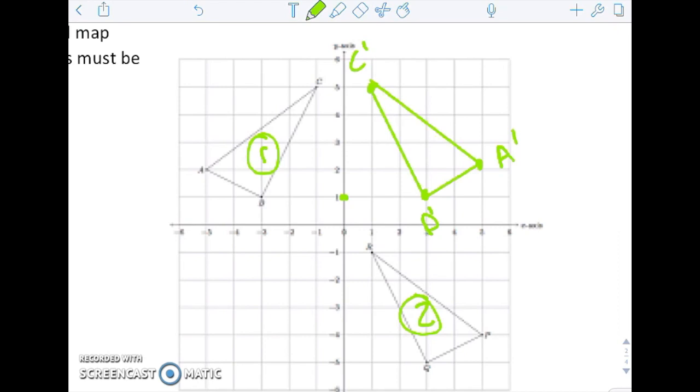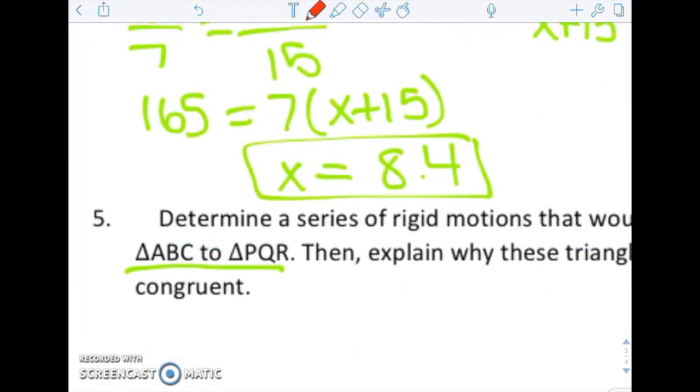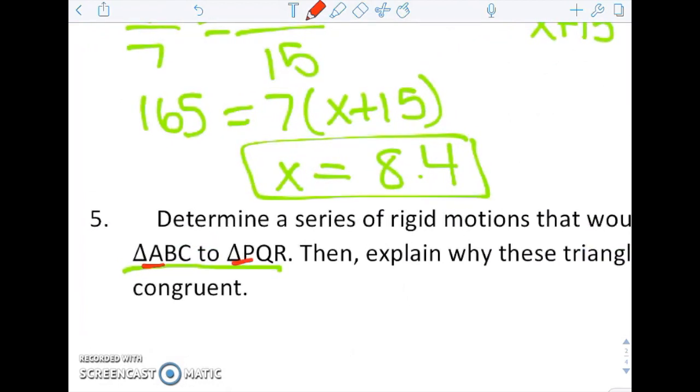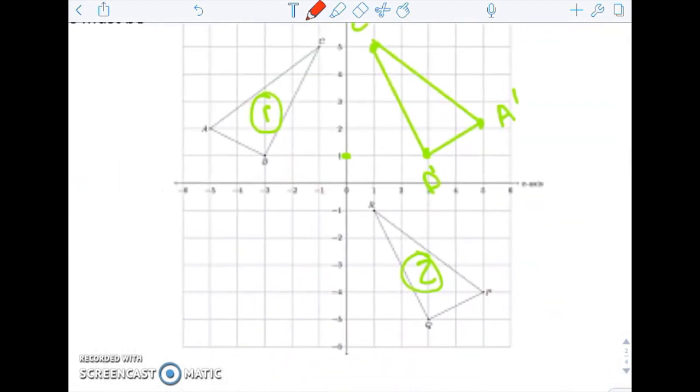Okay. So now let's look at what happens. Based on this, I want A to map to P, B to map to Q, and C to map to R. So let's see if that happens. A could map to P by just moving down.